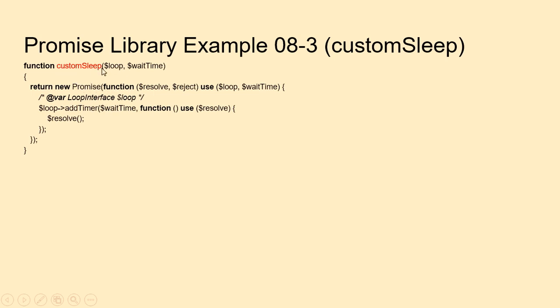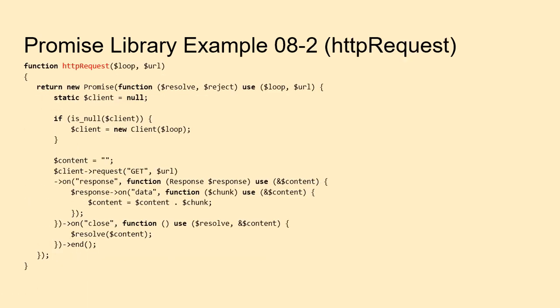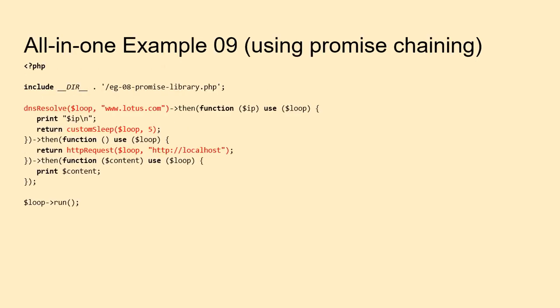I say that, okay, you call me, I will return you a promise. 5 seconds later, I will call you, right? So I have 3 functions which I wrap so that they all return promises to me. Then with it, I write an all in one example. Look at this code. The first code, I resolve www.lotus.com. Then I wait for 5 seconds, right? Then I do a HTTP request. So this will be done in a synchronous way. Okay, so you look at it.